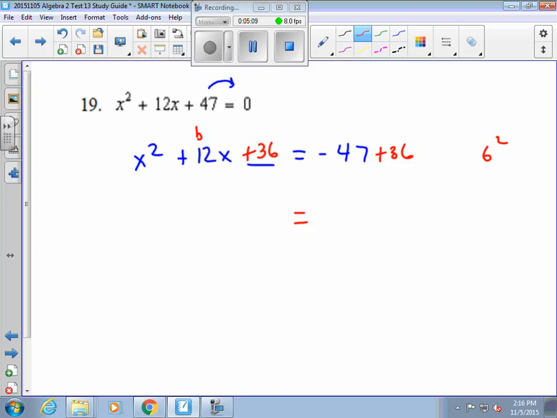So negative 47 plus 36 is going to be negative. They're opposite signs, so subtract them. 7 minus 6 is 1. 4 minus 3 is 1. And 47 is the higher absolute value. It's negative, so it's negative 11 on the right.